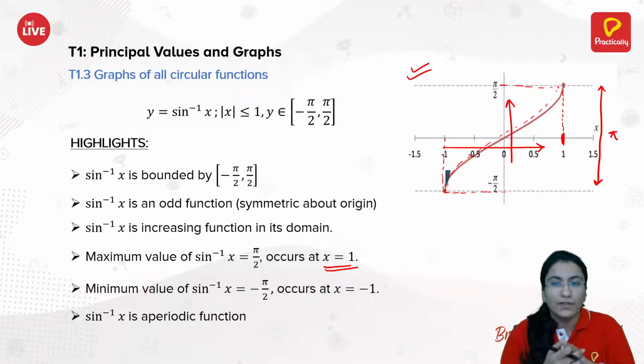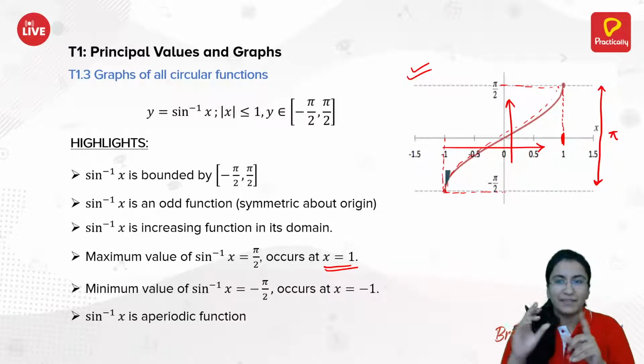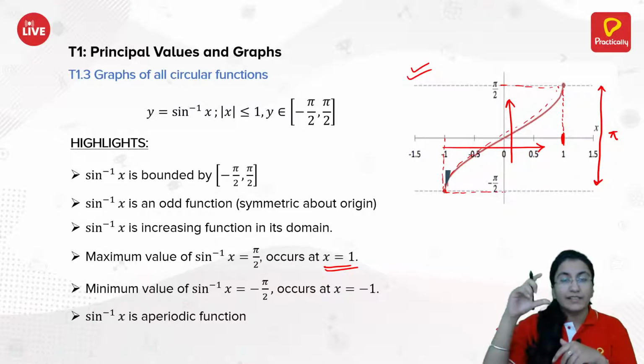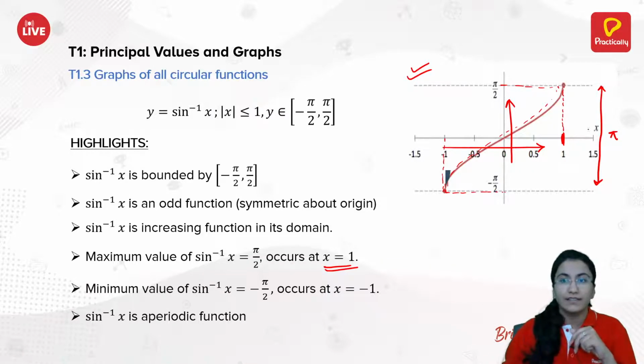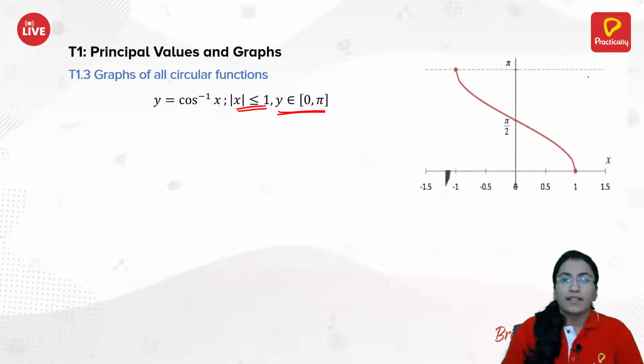There might also be some question related to it. That's why I am writing it over here. The height of the graph is basically this much, that is pi. Here also you will get the height of the graph as pi. This complete height is pi.